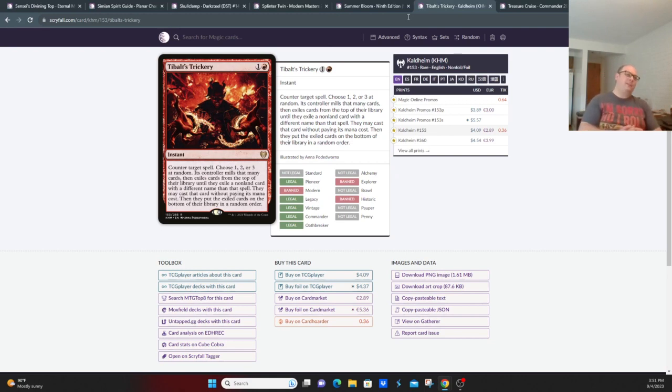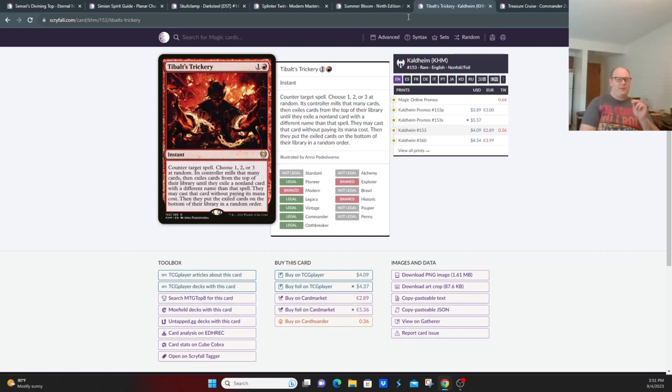Tybalt's Trickery. Now, Tybalt's Trickery was printed as a way to give red a counterspell. That on its own would have been okay, but Wizards should have added the text opponent's spell, and this card would probably remain a part of the format and just, you know, do whatever. But instead they chose to have it say target spell, and then its controller mills three cards, then exiles cards from the top of their library until they exile a non-land card with a different name than that spell. They may cast that card without paying its mana cost, then put those exiled cards on the bottom of the library in any random order.